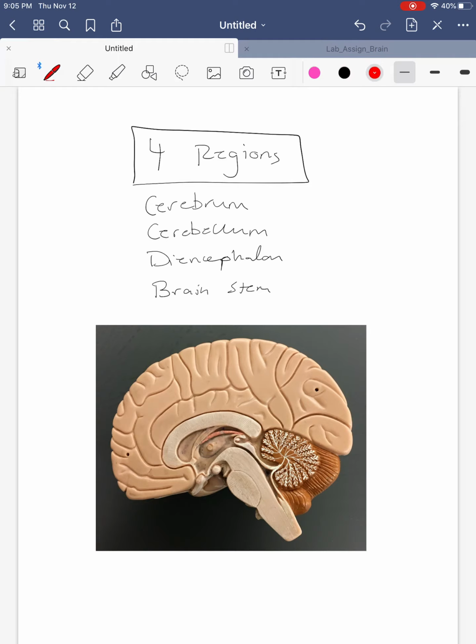The cerebrum is the biggest part of the brain. What I'm putting in red here is the cerebrum, okay? It's the wrinkly part, and it's what you think of as the brain. This is the only part of the brain that includes functions that are voluntary.